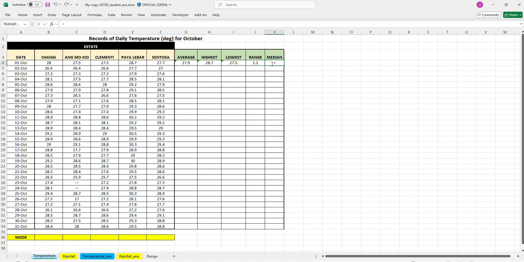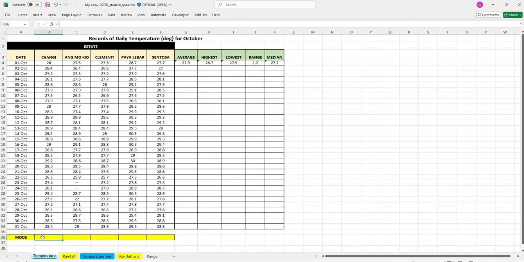And the median, we use the formula median, and the cell ranges that we want is here. So we select the cell ranges and it will give us the middle temperature, 27.7 here.